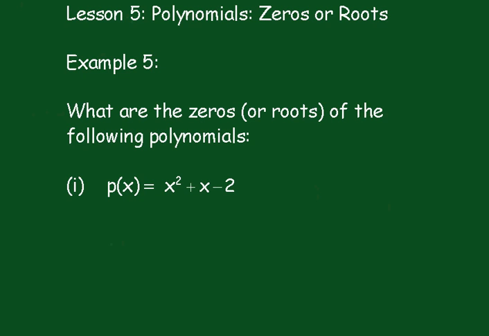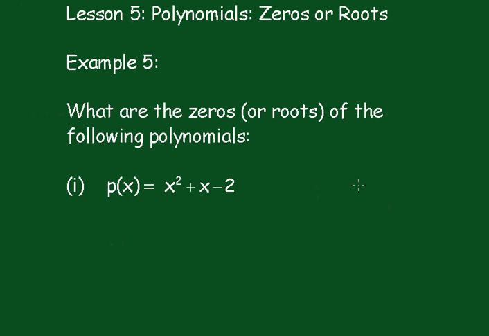Lesson 5, zeros or roots. In example 5 in part 1, we have to find the zeros or roots of this polynomial, x squared plus x minus 2. Right, now clearly to do this one here, we have to factorize that.